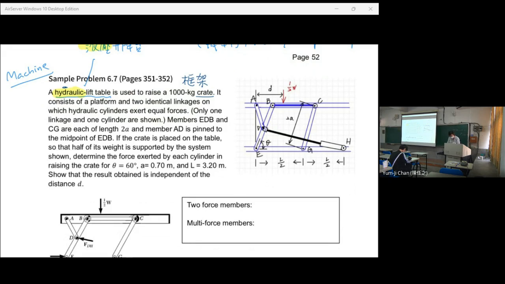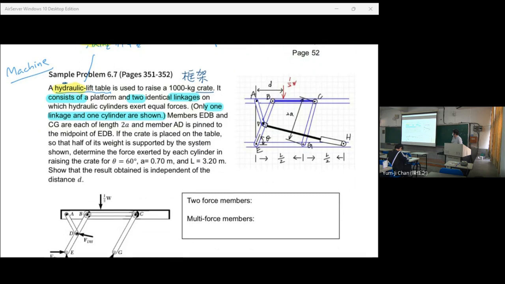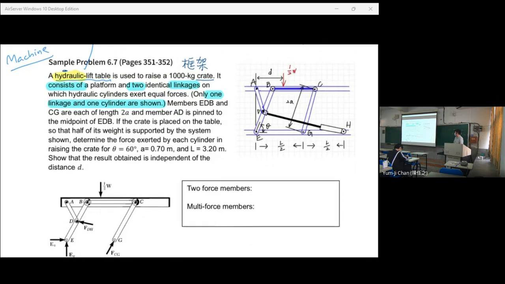It has two linkages, and only one is shown. Members EDB and CG are of length 2a. CG is 2a, and EDB is also 2a. And member AD is pinned to the midpoint of EDB. So for this question, sorry.